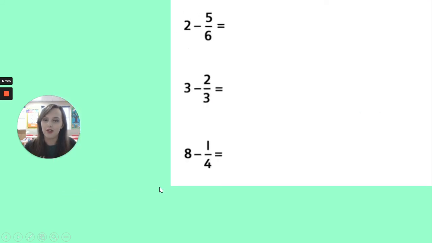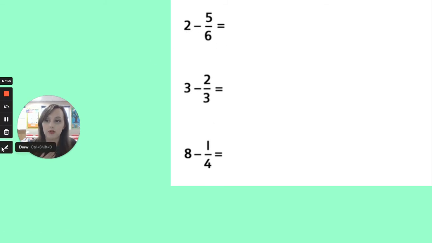Let's have a look at another question, and I want you to see if you can solve some of these. I'm going to do the first one with you and then let you have a go at the next 2. So again, if you want to draw out your pizzas or your bar models, go ahead. If you want to do this just as a calculation, go ahead. So I'm starting off with 2 wholes, take away 5/6. So I know I'm working with 6ths.